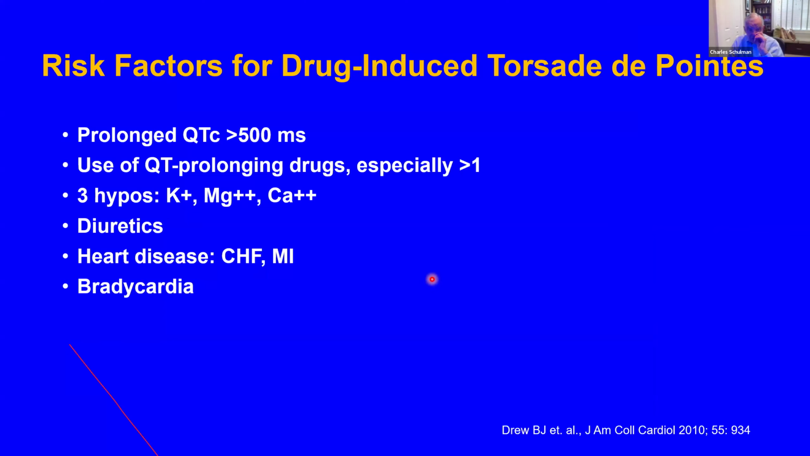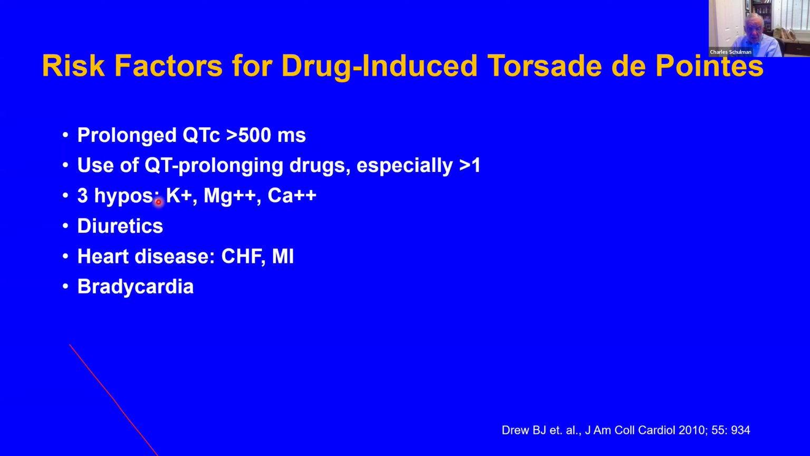These are some of the risk factors for drug-induced torsade de pointes, which is one of the reasons I emphasize this: there are a number of drugs, I'll show you a few of them on the next slide, that are associated with prolonged QT and have the risk of torsade. Pardon me. Torsade de pointes. A prolonged QT interval greater than 500 milliseconds.